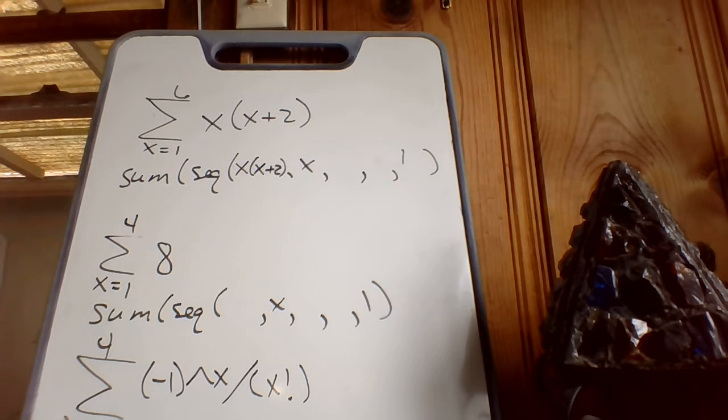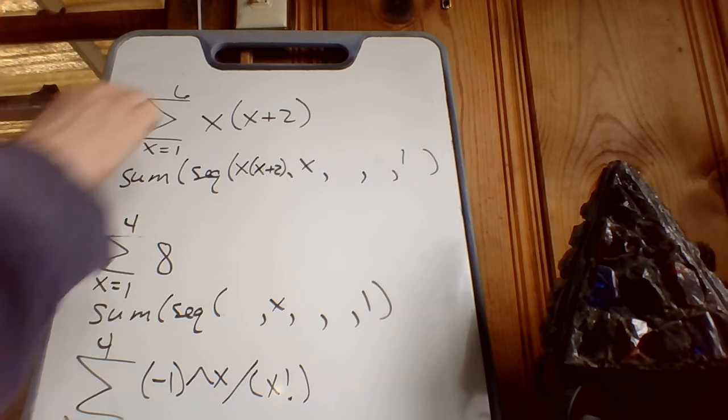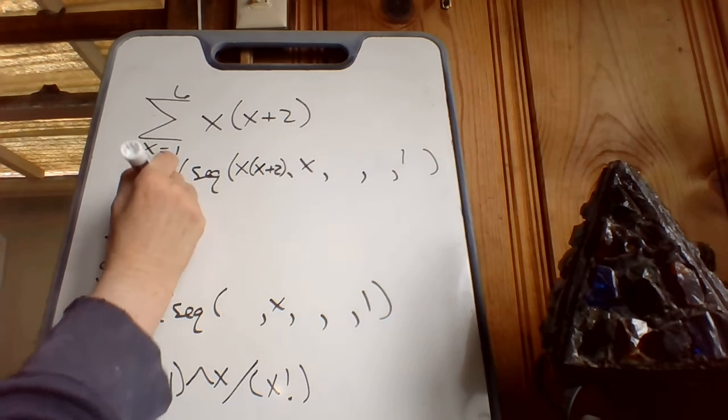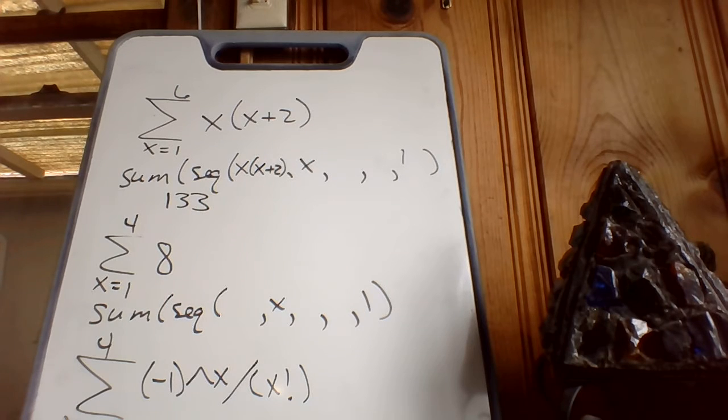And then my variable is x. And then my starting number is 1. And my ending number is 6. And then the step, that last number, that's always going to be 1. So I'm just going to put that in. And then on my paper, I'm going to write 133. I'm not even going back to verify it. I'm just assuming my calculator knows what it's doing. So I'm just leaving it there.